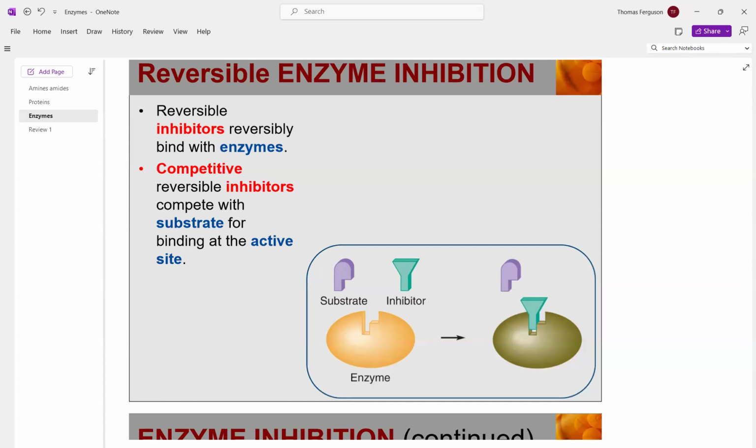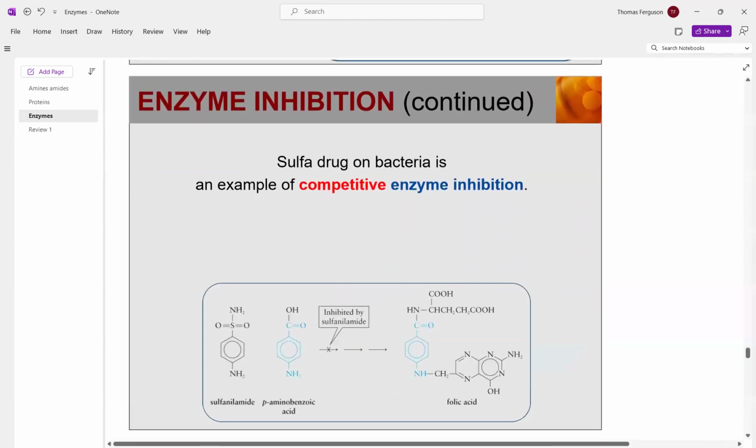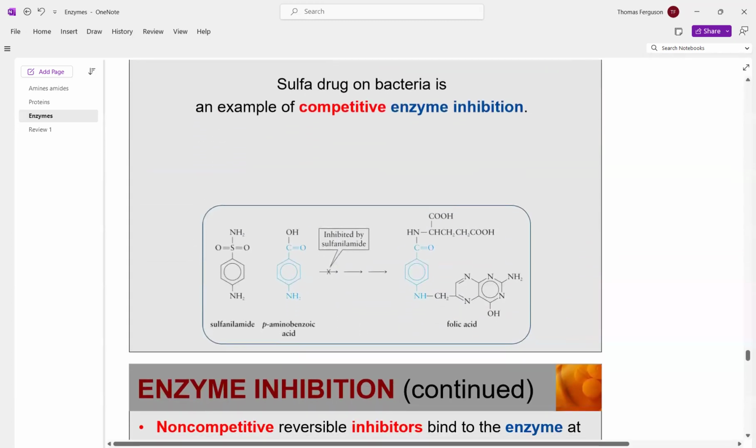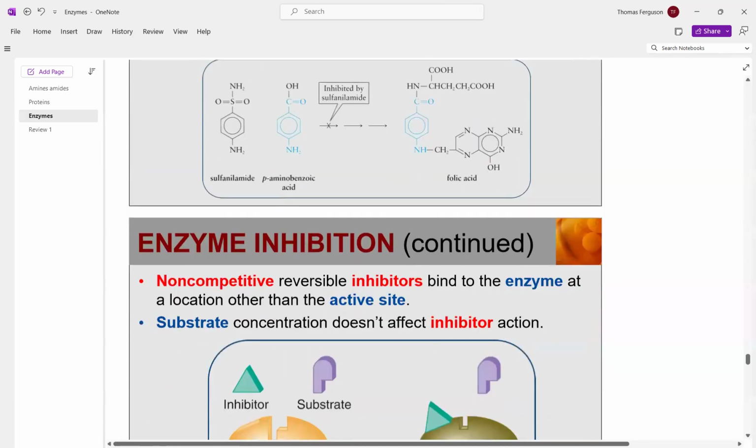There's a lot of competitive inhibitors. A lot of drugs work this way. A lot of the sulfur drugs work this way. Some of them are considered antibiotics, for example, penicillin.